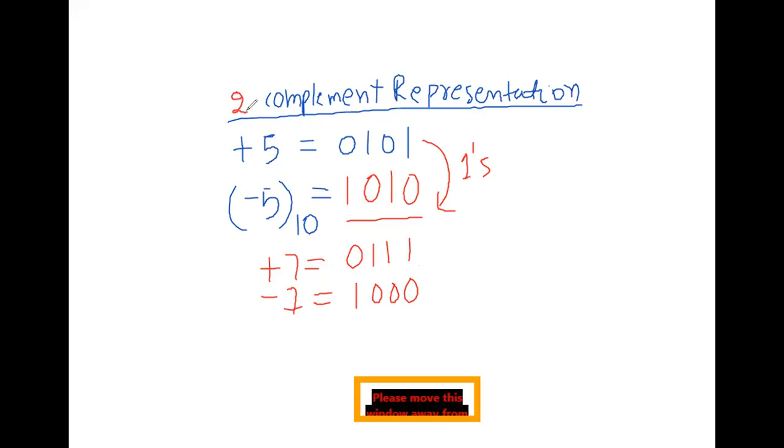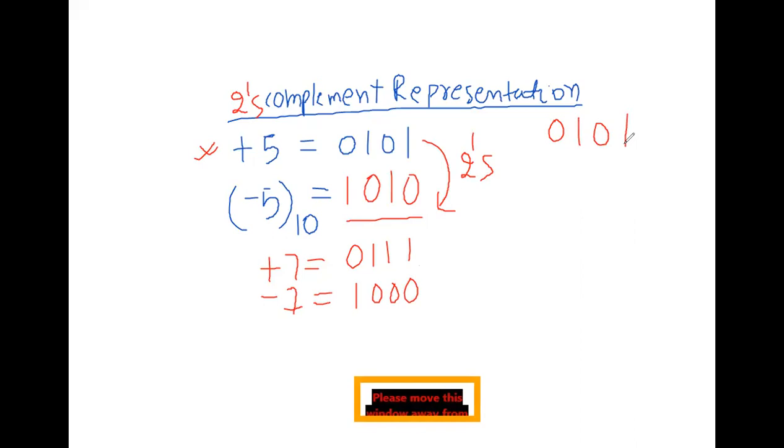It's a 2's complement representation. Same thing. Plus 5 is 0, 1, 0, 1, so what is minus 5? You have to take the 2's complement. So what is the 2's complement of 0, 1, 0, 1? First of all, we take the 1's complement, then plus 1. 2's complement is nothing but 1's complement plus 1.